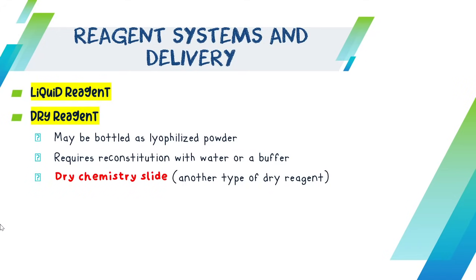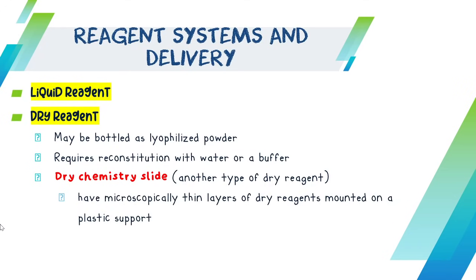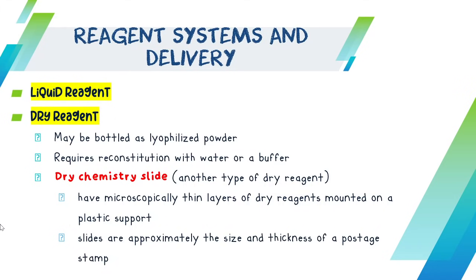Now, one example or one type of dry reagent is your dry chemistry slide. Now, dry chemistry slide have microscopically thin layers of dry reagents mounted on a plastic support, and slides are approximately the size and thickness of a postage stamp. Now, this dry chemistry slide is actually an example of your thin film analysis. Diba? Remember the history na naa tay thin film analysis technology. And your dry chemistry slide is already an example for that. So, i-present lang po nako siya later.